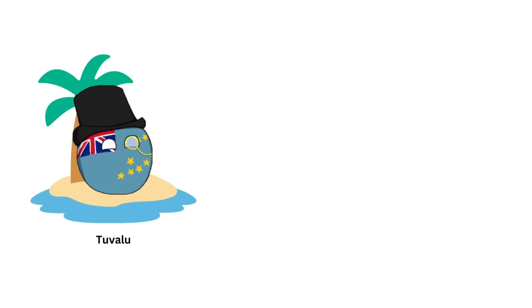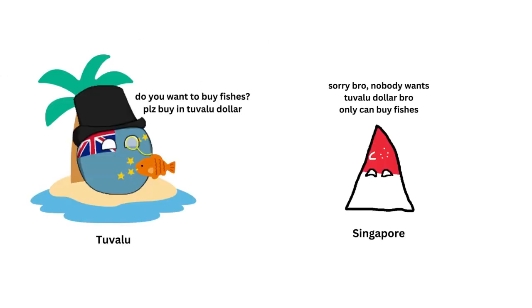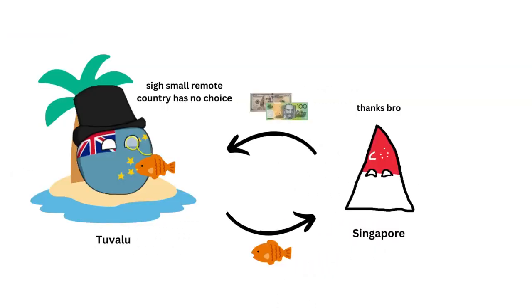On the other hand, small island nations in the Pacific, like Tuvalu, don't have much to export, so their local currencies aren't widely used. Instead, they use stronger currencies like the US dollar or Australian dollar to make trade.